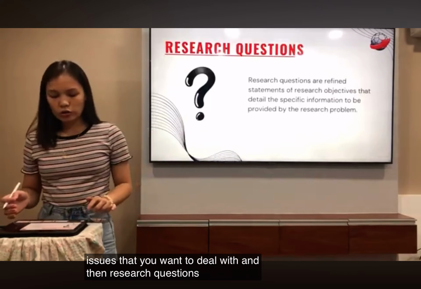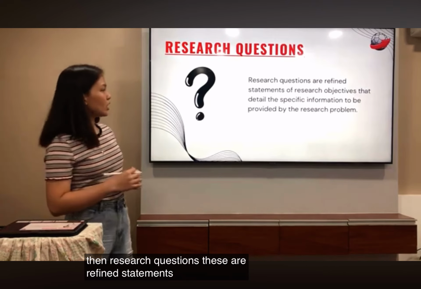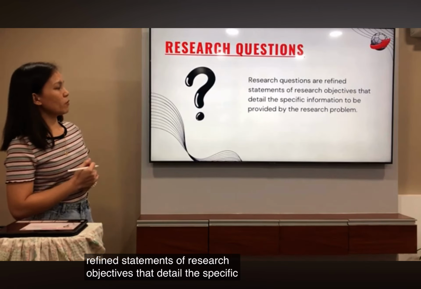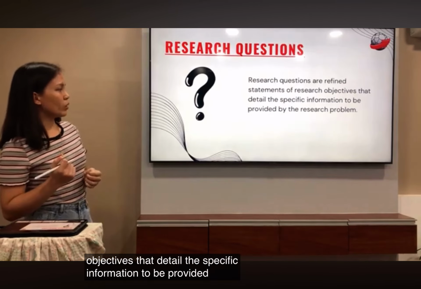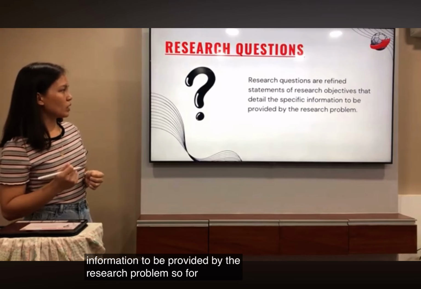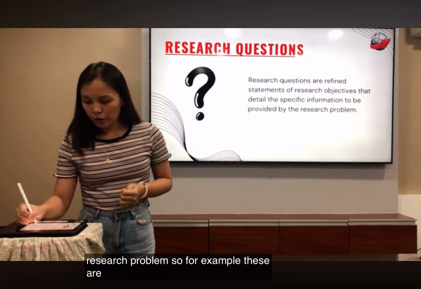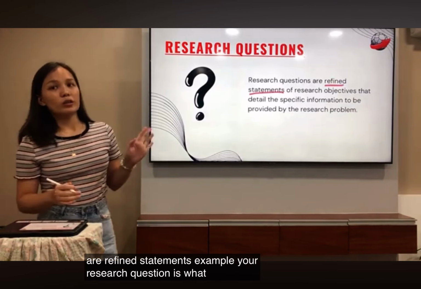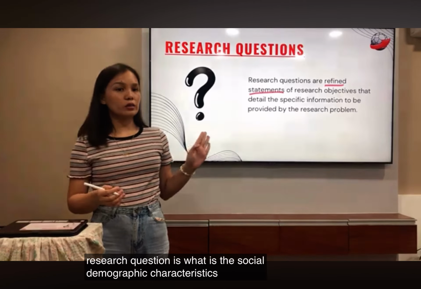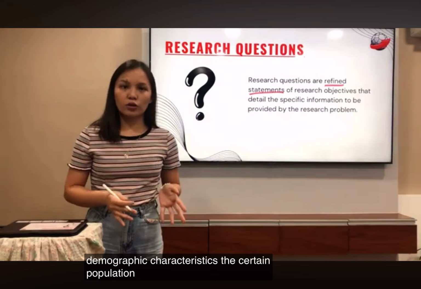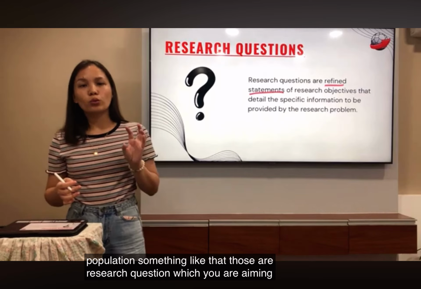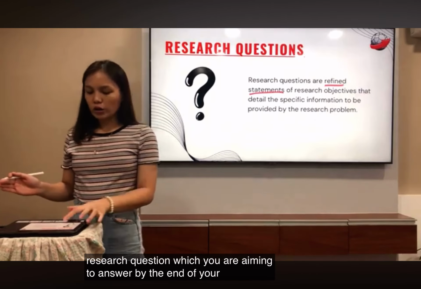And then research questions. These are refined statements of research objectives that detail the specific information to be provided by the research problem. For example, your research question is, what are the socio-demographic characteristics of this certain population? Something like that. Those are research questions which you are aiming to answer by the end of your research study.